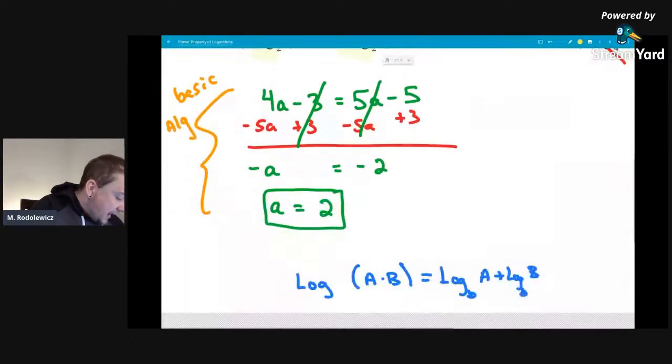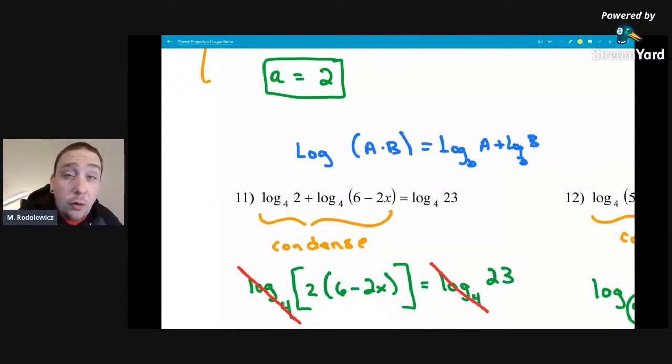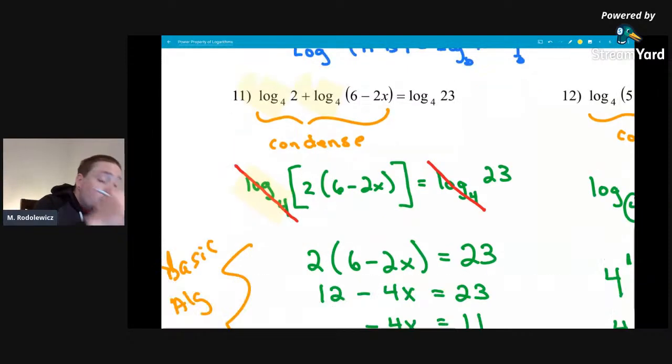In number 11, we did not have a singular logarithm on the left-hand side. We had a base 4 logarithm plus a base 4 logarithm. So we had to use the property to condense them, which we did. When you condense with addition, it becomes multiplication. So that's what I have written there. But then in this line, we have a single logarithm base 4 and a singular logarithm base 4 on the right. Now we cross them out. I hope this is clear to you.